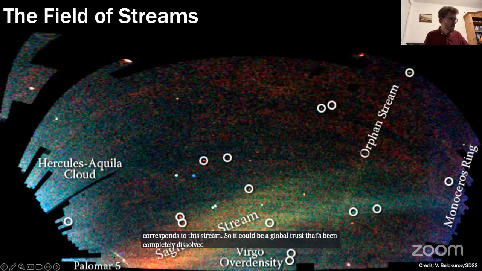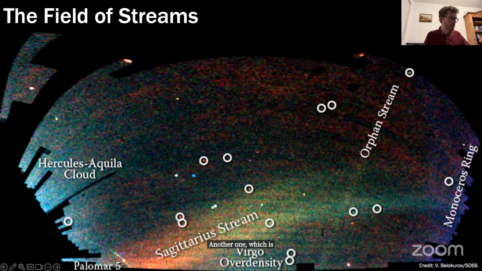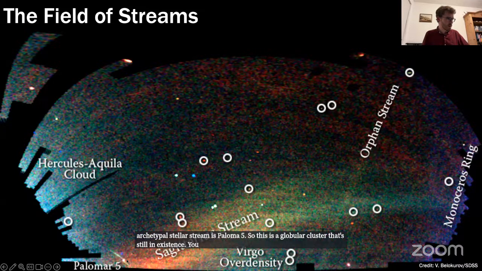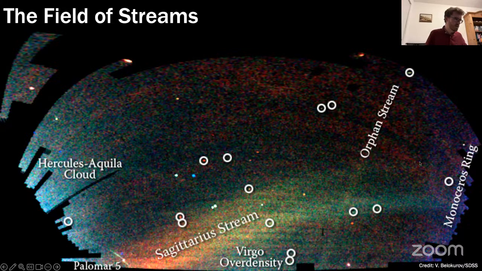Another one, which is probably the archetypal stellar stream, is Palomar 5. So this is a globular cluster that's still in existence. You can see the bright dot here, and then it's got these two tidal tails which extend either side of it. So this is a classic image showing all the sort of the debris that you can see in the stellar halo of the Milky Way.